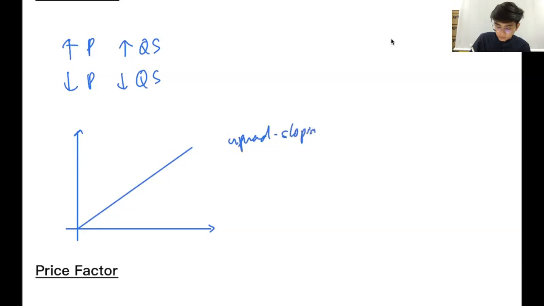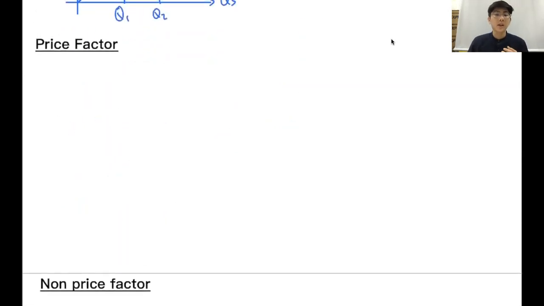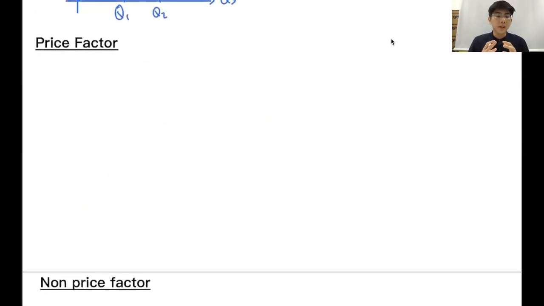sloping curve. Okay, so this is the price, this is your quantity supplied. Higher the price, higher the quantity supplied. Okay, so this is your P1, P2. And for the bottom part, we are going to look at the price factor. In the last video, we also learned the price factor.